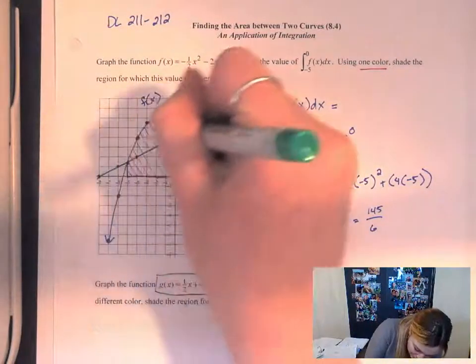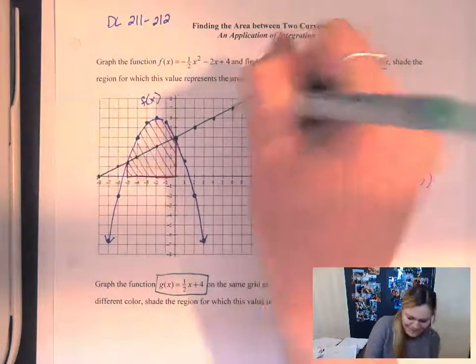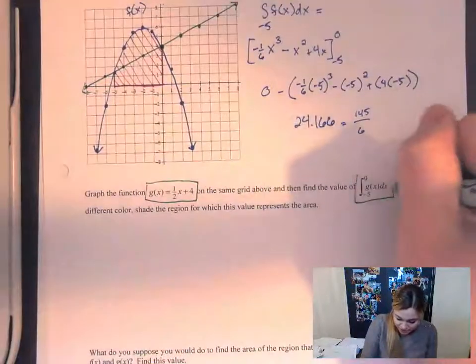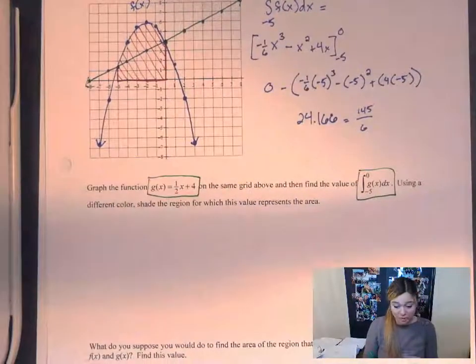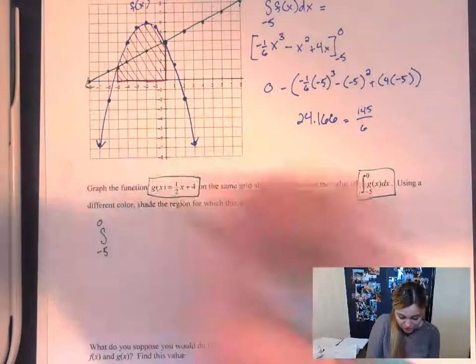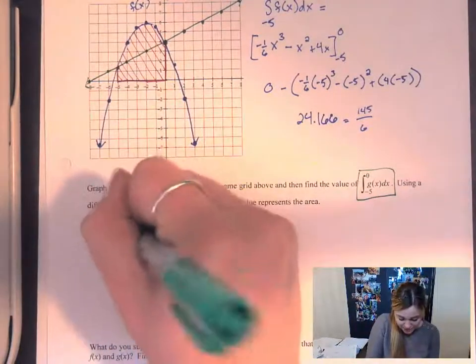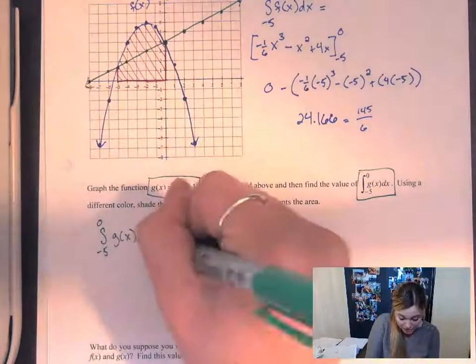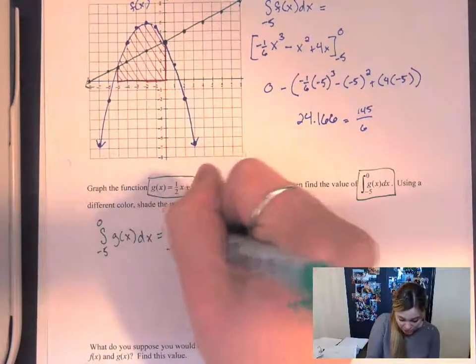So I did this. I'm going to make my line. These lines are so good. I'm winning today. Then to find this value, you can do this one of two ways. You can say, you know what, I'm going to find the integral from -5 to 0 of g of x dx. And I know this is equal to the integral from -5 to 0 of 1/2 x plus 4.